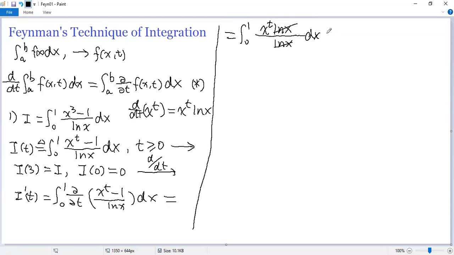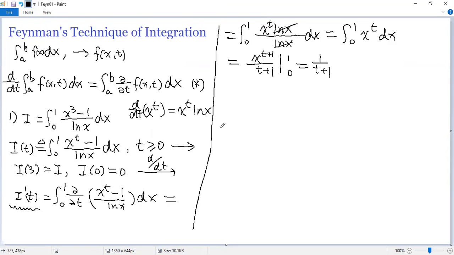We cancel ln x, so we get integral from 0 to 1 of x to the power t dx. We know the variable of integration is x. So there's a power function. We know the antiderivative. It is x to the power t plus 1 over t plus 1. Then evaluate at 1 and 0. When x equals 1, we get 1 over t plus 1. When x equals 0, just 0, right? So then we get I prime of t equals 1 over t plus 1.